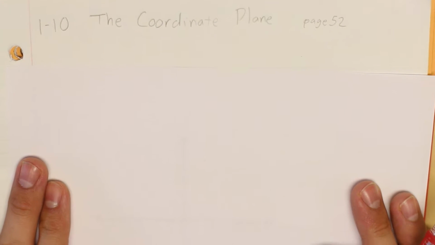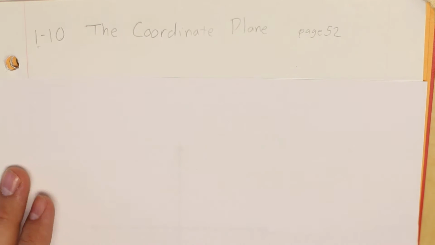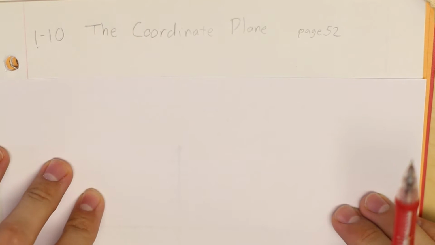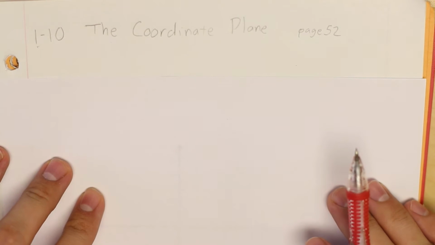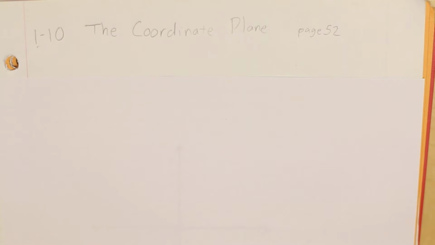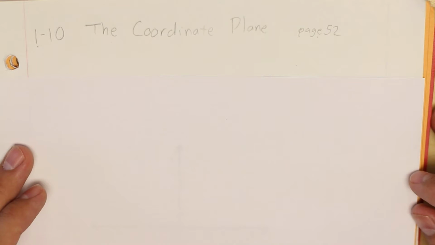First, we're going to take a look at what the lesson is called, and it can be found in section 110. This is the last section before your test. So make sure you pay attention. This will be on the test. The coordinate plane is the title of the lesson. It's also what we'll be covering. It's found on page 52 of your textbook.